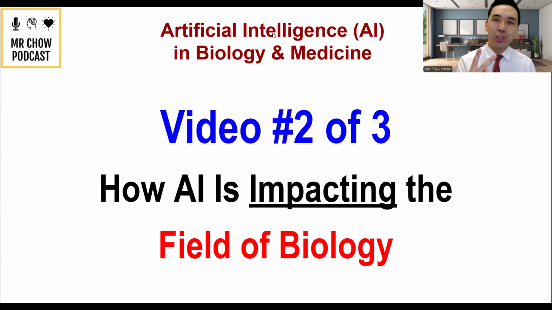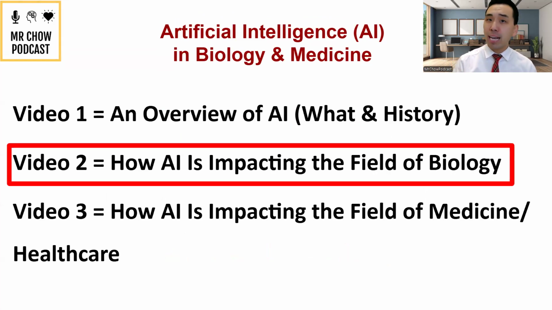This is video number 2 of 3 in a three-part series titled Artificial Intelligence (AI) in the field of biology and in the field of healthcare and medicine. In this video, we're going to study and learn, and I've done a lot of research to share with you how AI is impacting the field of biology. If you want to continue with us, in the next one we're going to take a look at how AI is impacting the field of medicine and healthcare.